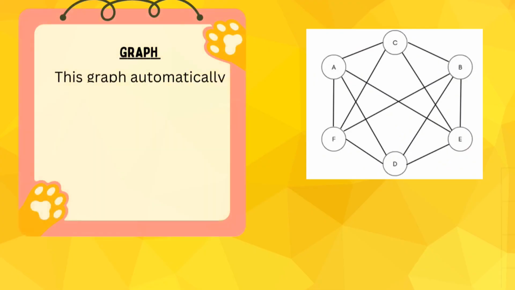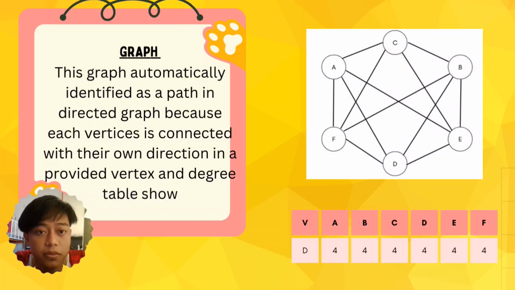Then, how can we identify a path in the directed graph? As you can see on the given graph, we can identify a path in the graph because there is a level of degree for each vertex provided below the graph. And in this situation, all the vertices seem to have an even degree.